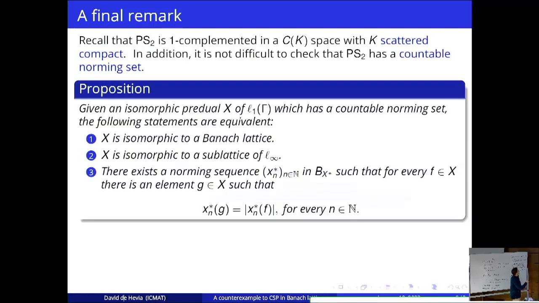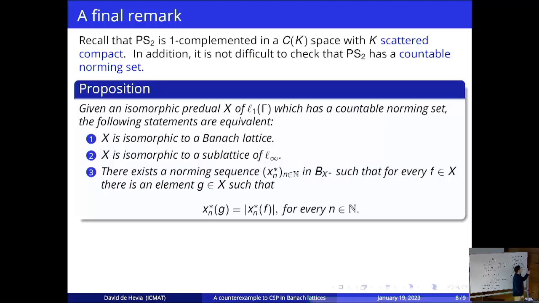And a final remark is this. Recall that the counterexample constructed by Alberto and Gregos is one complemented in a C(K) space with K scattered compact. Thus, the dual of this C(K) space is a little l1(Γ) space. So the dual of their counterexample is also isometric to little l1. It's an important property. And their example, in addition, has a countable norming set.